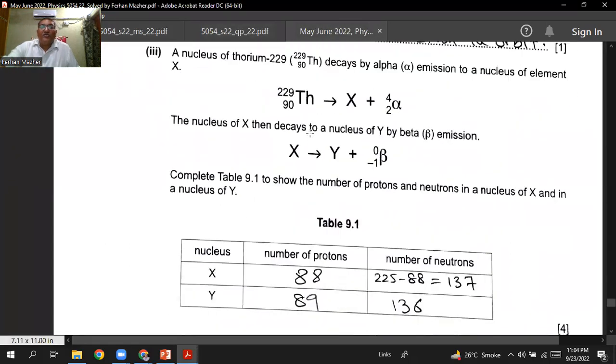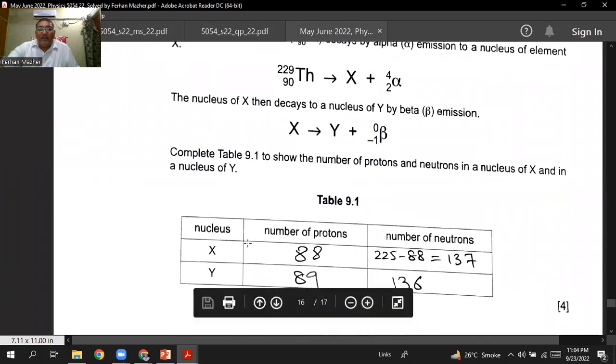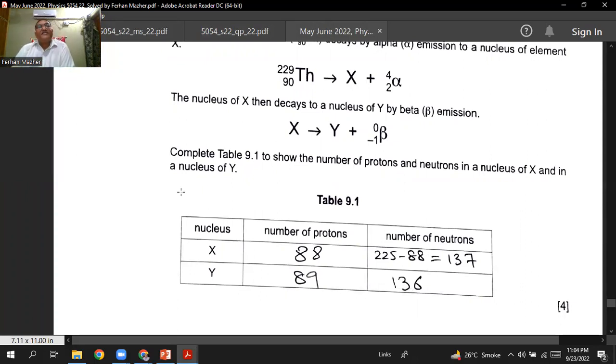So let me show you, and here we go. In X, the number of protons will be 88, and the number of neutrons will be its mass number, its nucleon number, minus its proton number. That will be 225 minus 88, so that will be 137. Now X further decays and gives out a beta particle, and the daughter atom will be Y.